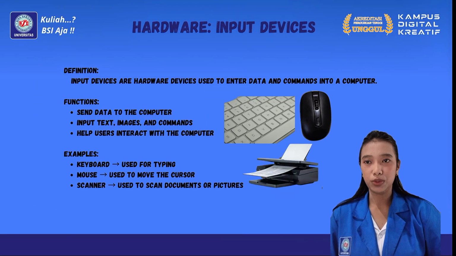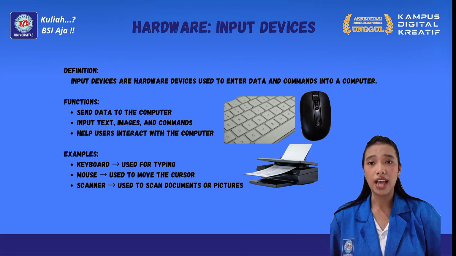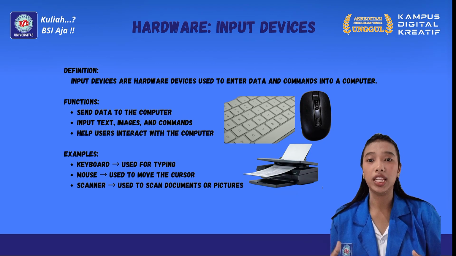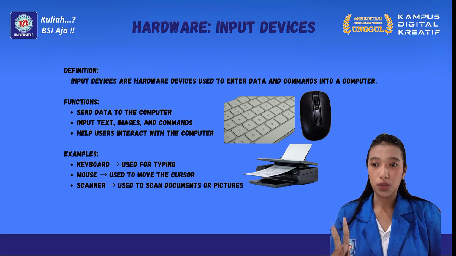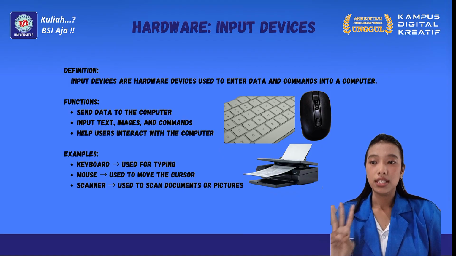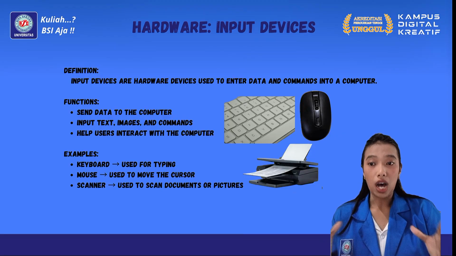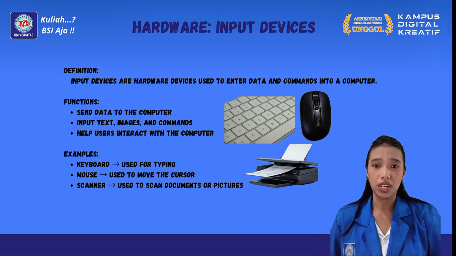Now, let's discuss input devices. Input devices are hardware devices used to enter data and commands into the computer. They help users communicate and interact with the computer system. Some examples of input devices are keyboard, which is used for typing, mouse, which is used to move the cursor, scanner, which is used to scan documents or pictures. Without input devices, user cannot send commands or data to the computer.